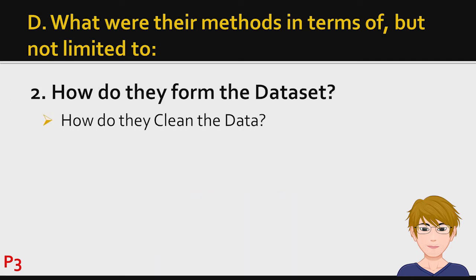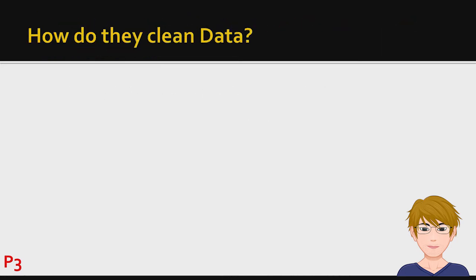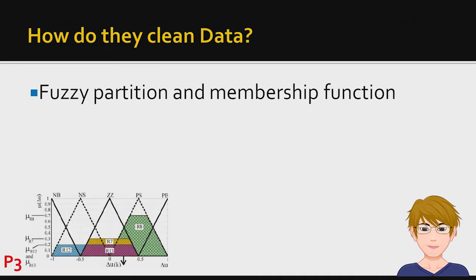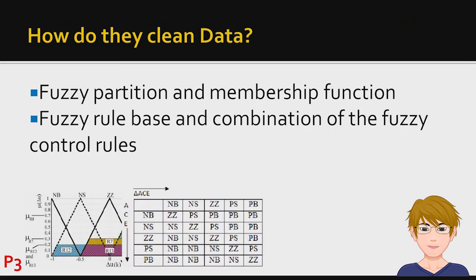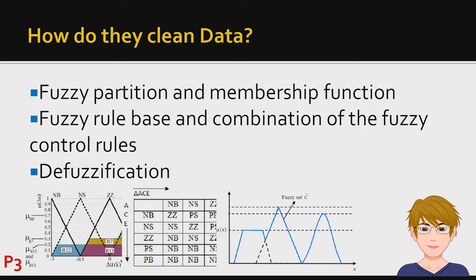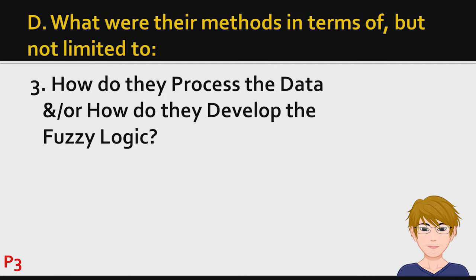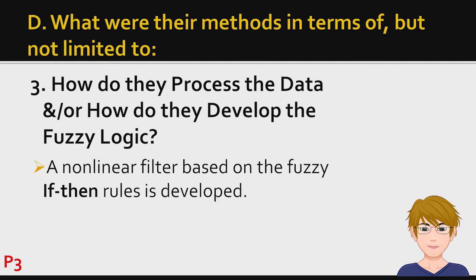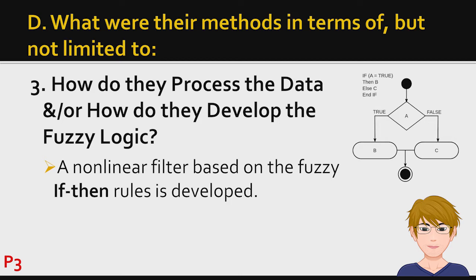How did they clean the data? First, fuzzy partition and membership function. Second is the fuzzy rule base, a combination of the fuzzy control rules. And the third one is the fuzzification. How did they process the data and how did they develop the fuzzy logic? The answer is a nonlinear filter based on fuzzy if-then rules is developed.